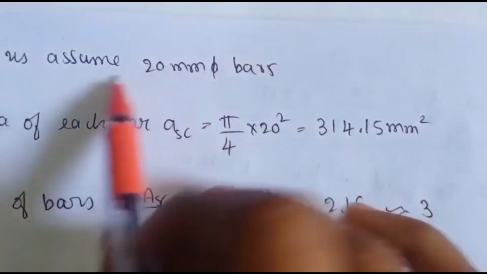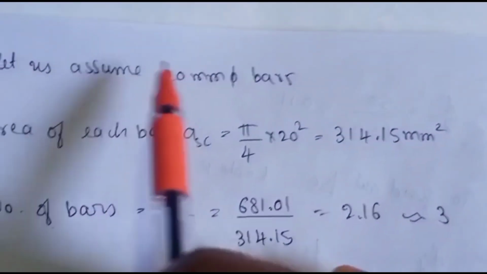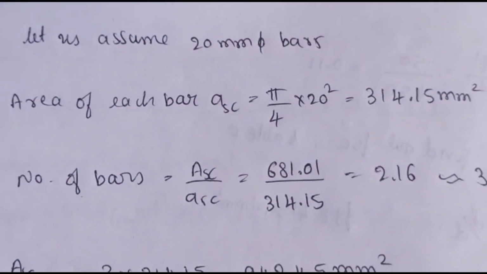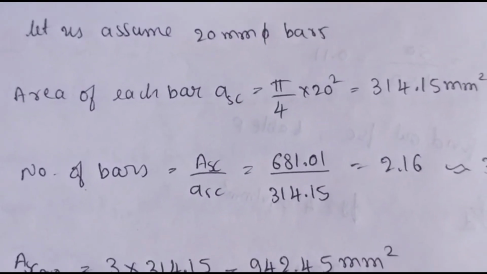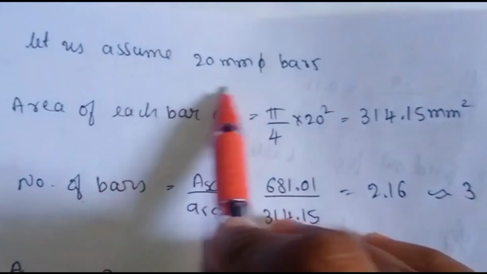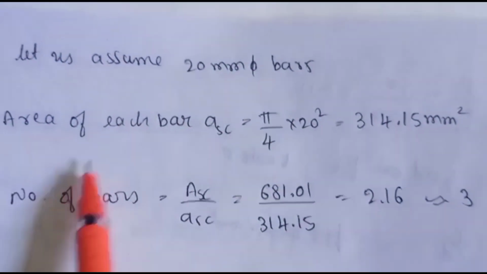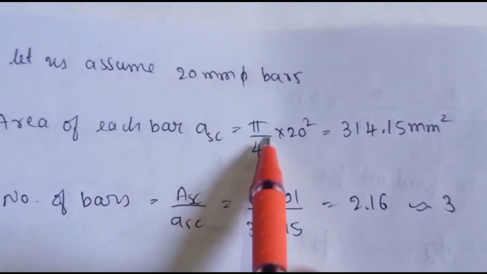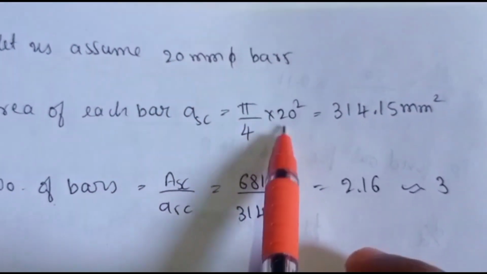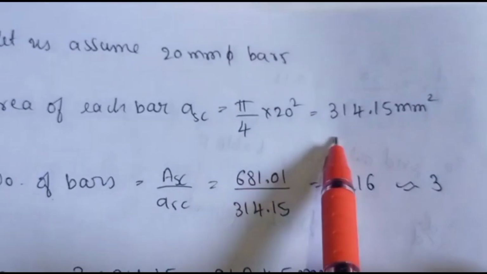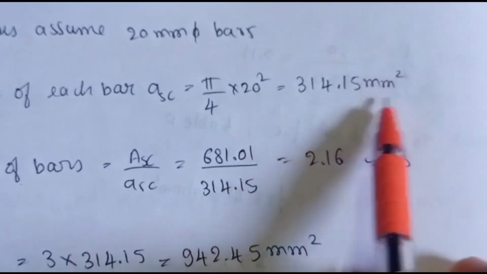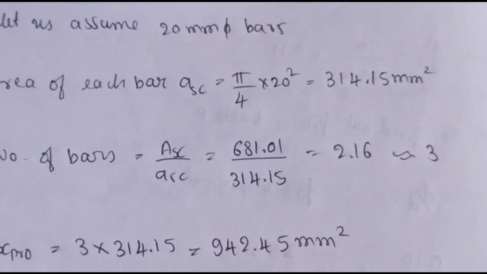Now the next step is to assume 20 mm diameter bars to calculate the number of bars required to carry this area of compression reinforcement. So let us assume 20 mm diameter bars. We find the area of each bar, that is A is equal to pi by 4 into d square. I have taken diameter equal to 20, so 20 square. After simplifying, we get 314.15 mm square. This is the area of each bar.